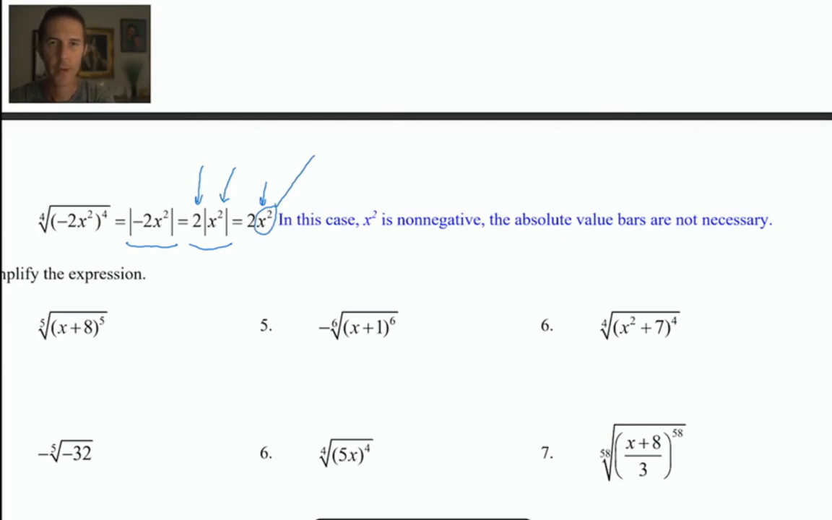What happens when you square a negative number? What's a negative times a negative? Positive. What happens when you square a positive number? Positive times positive is positive. X squared is already guaranteed to be positive, so putting absolute value bars on it would be redundant.